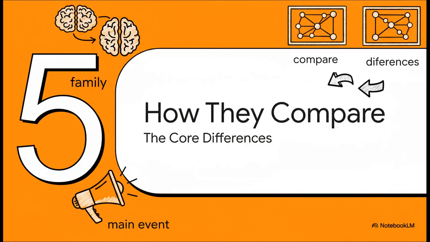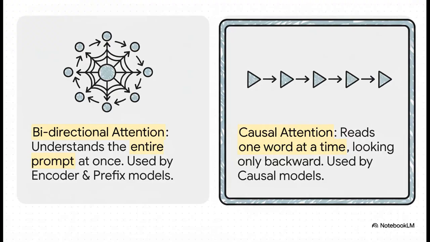Now let's put them all side by side and really highlight what makes them different. Before we get to the full comparison, let's zoom in on the single most important difference here: how they process the input. It's basically a showdown between the full context, bidirectional attention of the translator and the hybrid versus the strictly forward-looking attention of the storyteller. Honestly, this one difference changes everything.